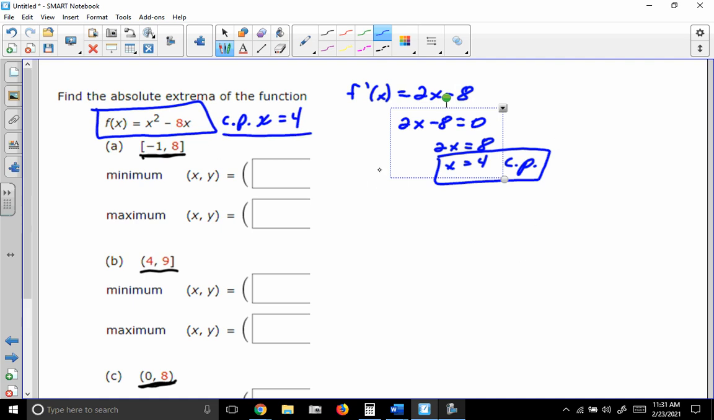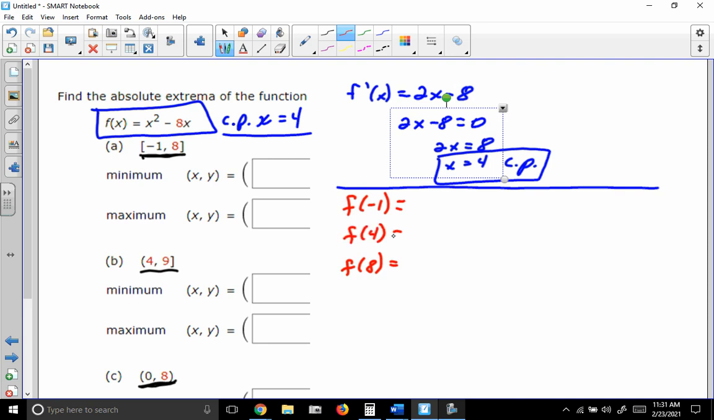So now if we look at part A, we need to find what f of negative 1 is. We need to find out what f of 8 is. And our critical point is in that interval, so we need to find what f of 4 is. If the critical point was not in that interval, then it would be of no concern.